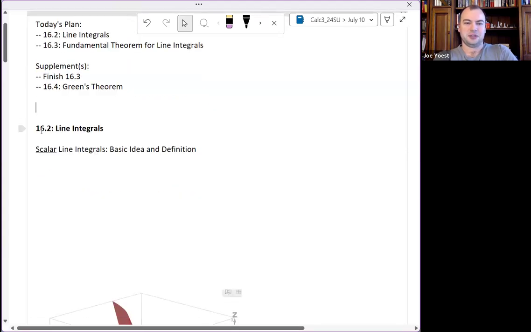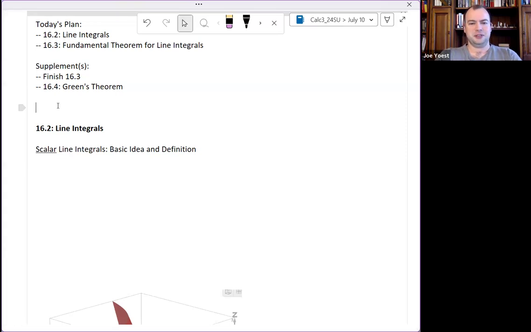And the plan for today is to start with line integrals. 16.2 might be a little bit of a deceptive section because there's just a lot in this section. There are a lot of different ideas. We have scalar versus vector line integrals. We have some different applications and so on. Some physics applications come into play. So there's really a lot of material in 16.2.